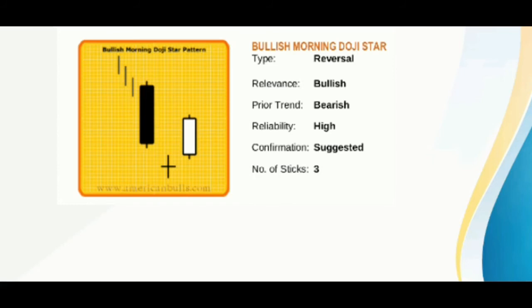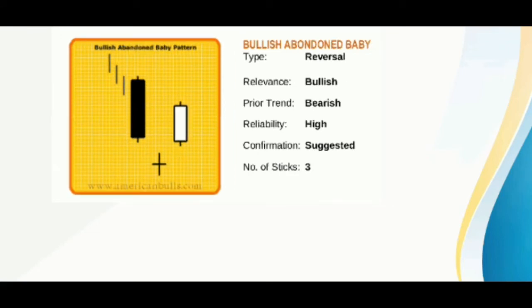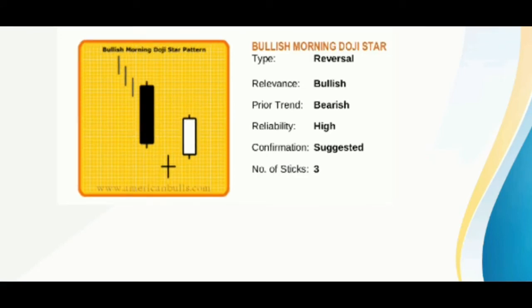Now we will see the fifth candlestick pattern, the bullish morning doji star. This is a type of reversal. This is also a three candlestick formation signaling a major bottom reversal.